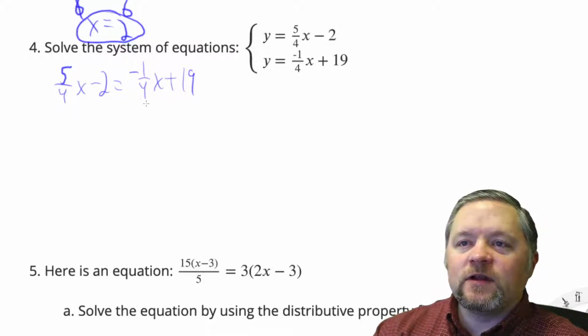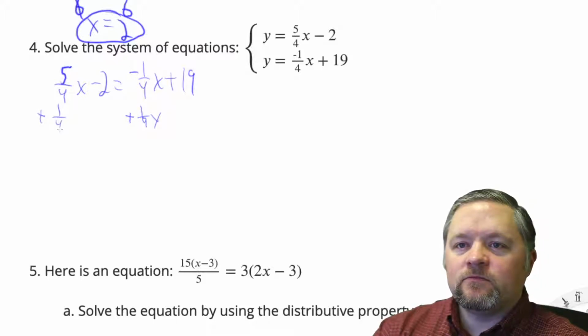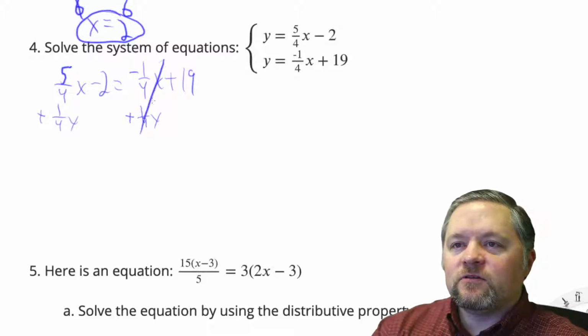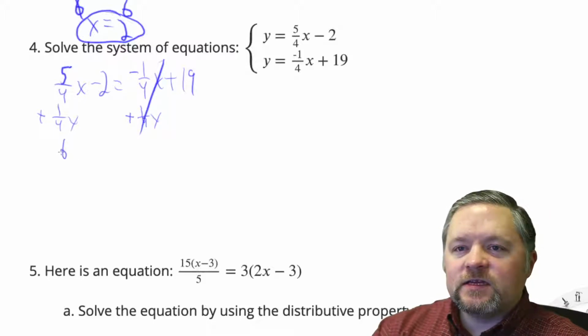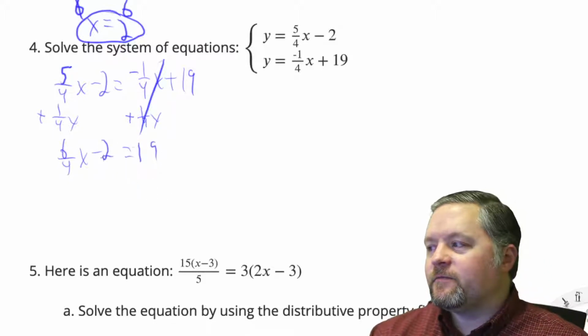How do we get rid of a negative quarter of an x? We add a quarter of an x. Those cancel. 5/4 plus 1/4 is 6/4. x minus 2 equals 19.